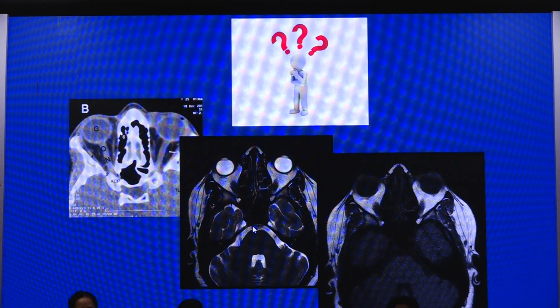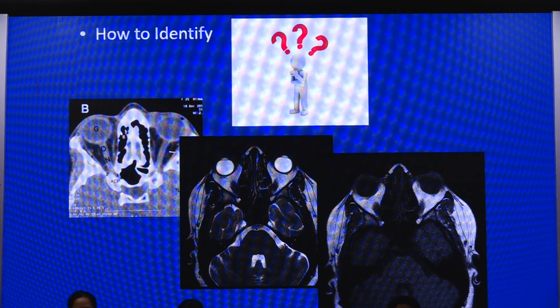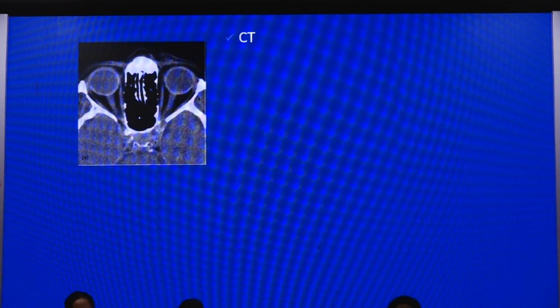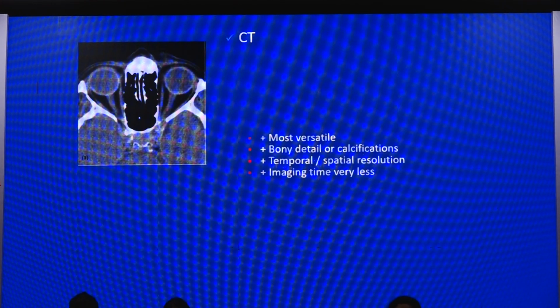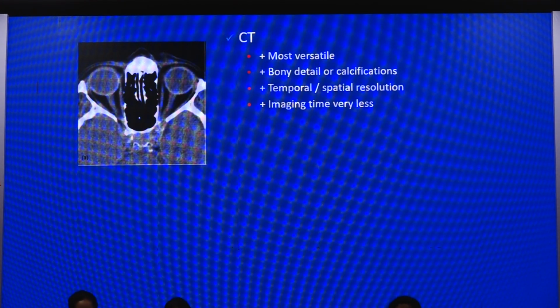Now, seeing these three films, you have to think how to identify and how to read. For the CT scan, I'm just going for the indication, then I will come to how to read and how to identify. CT scan is the most versatile. If you want to know the bony details, the calcification, some temporal or spatial resolution, then it is the imaging of choice in a hurry, because the imaging time is very less.